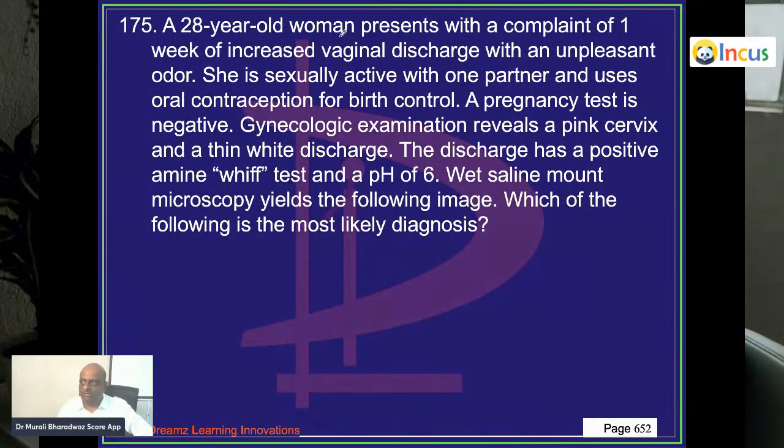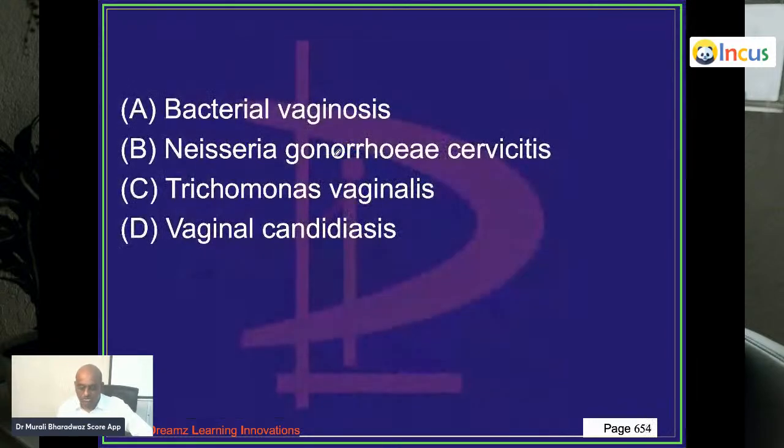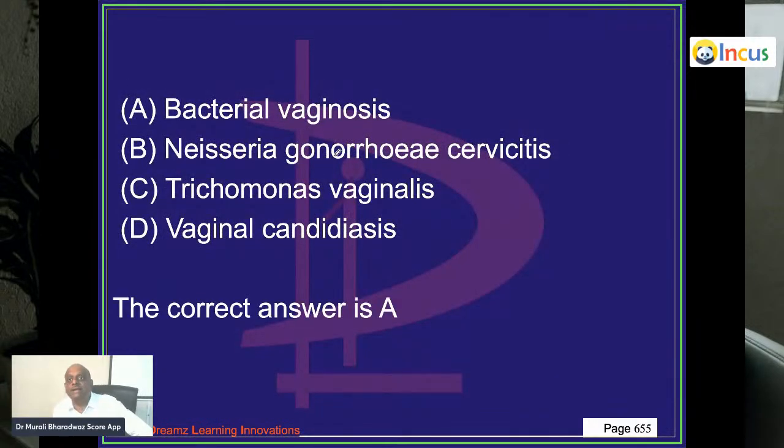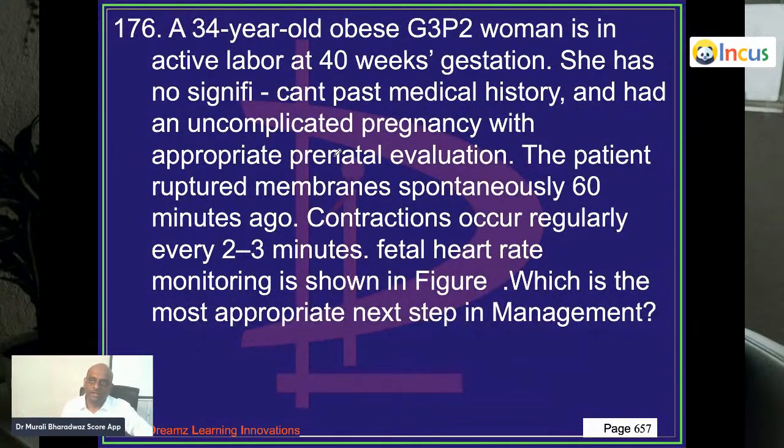28-year-old, 1 week of increased vaginal discharge, unpleasant odor, and she is sexually active with one partner, and the discharge is showing a positive whiff amine test at a pH of 6. And what are these called? Clue cells is what you need to remember. So typically, this is a feature of bacterial vaginosis, is what you need to remember.